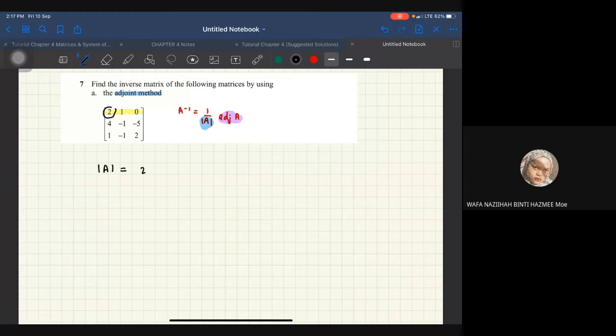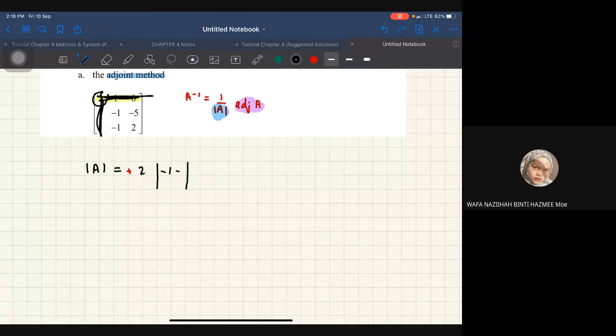Okay, and then kita akan eliminate this row and also this column. So yang tinggal adalah negatif 1, negatif 5, negatif 1 dengan 2. Okay, so settle dekat situ. Alright, second. So second adalah tolak. So dia tolak tambah tolak kan. So second adalah tolak, and then elemen kita yang kedua is this one. And kita just letak satu saja kat situ.